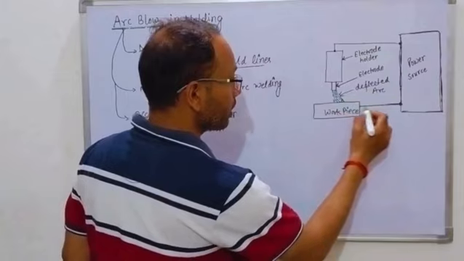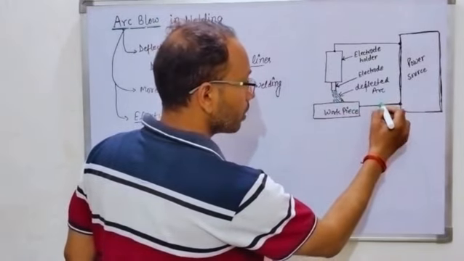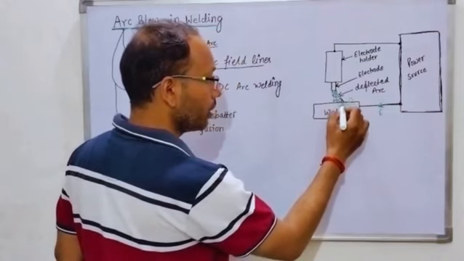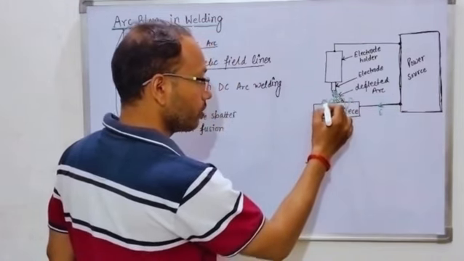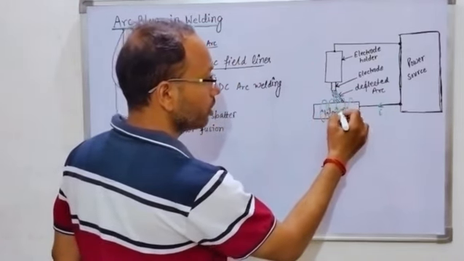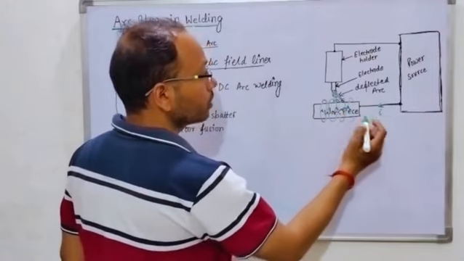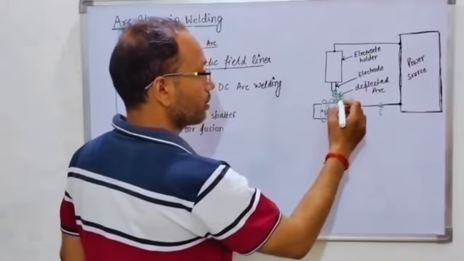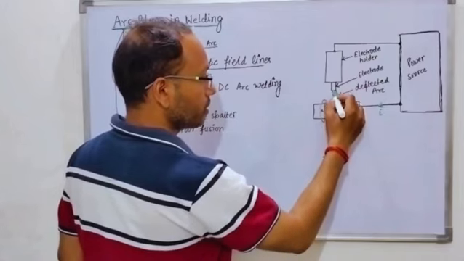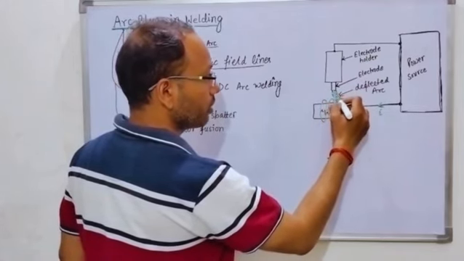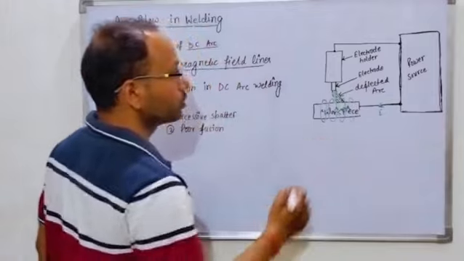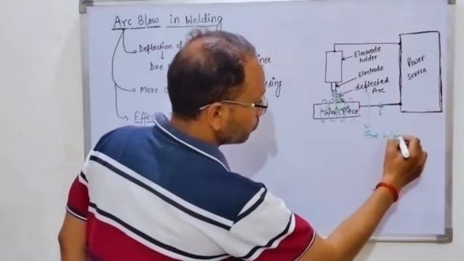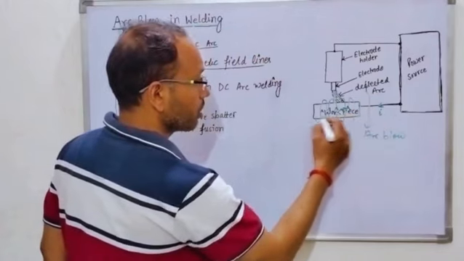But due to these magnetic lines that develop when the current is supplied from the power source, there is an induction of magnetic lines. Magnetic lines will be induced in the workpiece. So these magnetic field lines will deflect the current. This straight beam of current, the arc, will be deflected. Right. So this deflected arc is called arc blow.